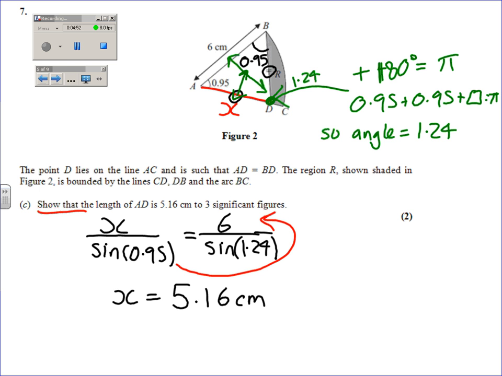And it's in centimetres. It says show that the AD is 5.16, and we have shown that it's 5.16. Brilliant. Next question.